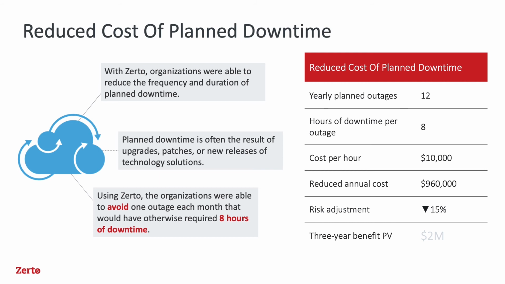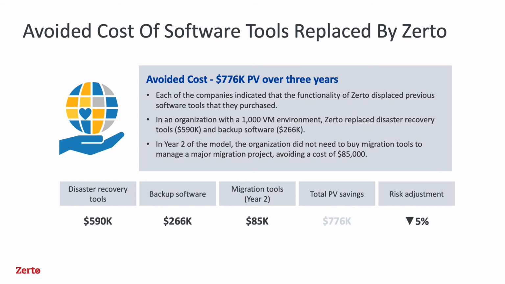When you look at the avoided costs of software tools replaced by Zerto, each of these companies indicated that the functionality of Zerto displaced previous software tools, so they were able to simply replace them because Zerto had the functionality that they needed. Now, in avoided costs, that led to over $776,000 over 3 years. That shows you the power that Zerto has to simply allow you to get rid of those legacy backup tools, those legacy migration tools, and DR tools as well.